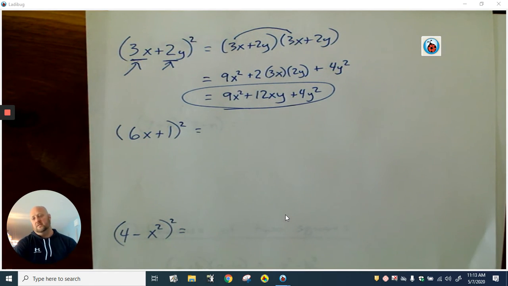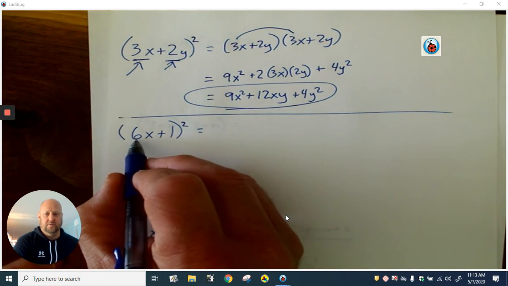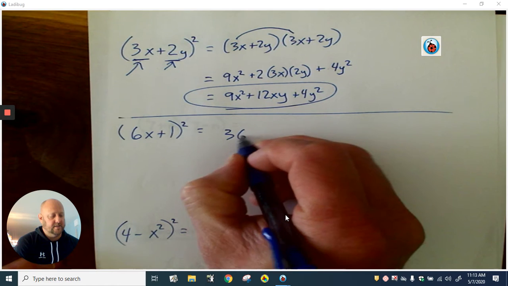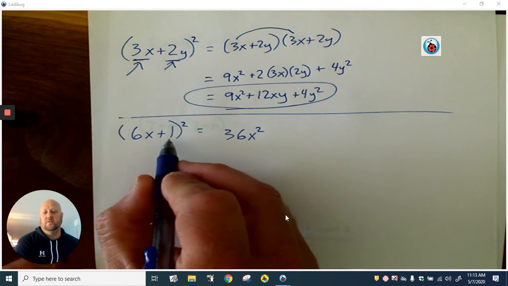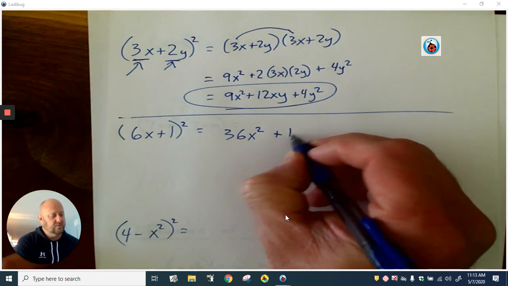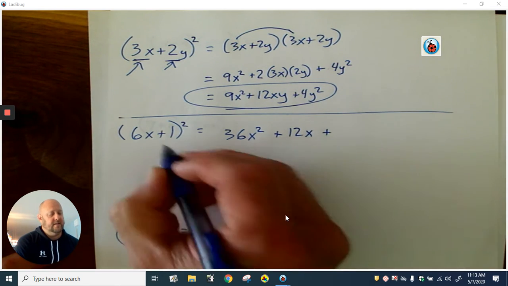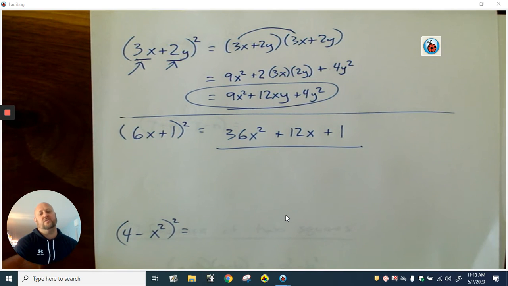It's a shortcut, basically, is what we're doing. This one, we would have the first one squared, which is going to be 36x squared. We multiply these two together. 1 times 6x is still 6x. We times it by 2, so we get 12x. And then the second one squared. 1 squared is still 1. It's just a faster way of getting straight to that answer.